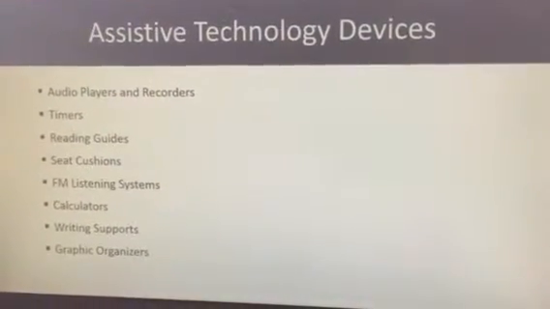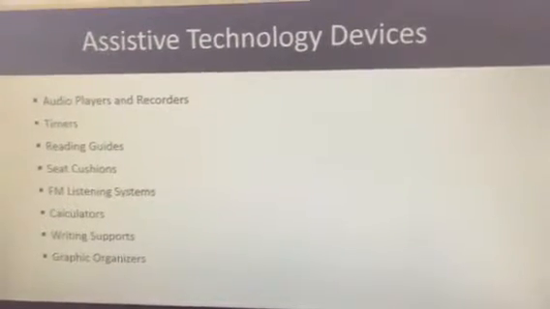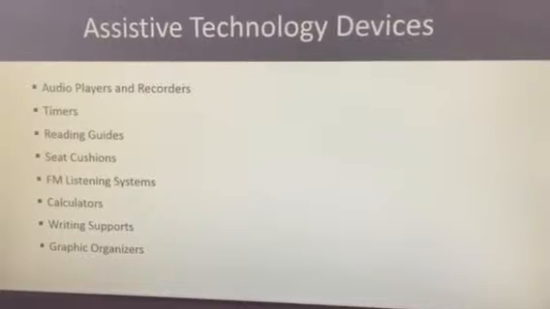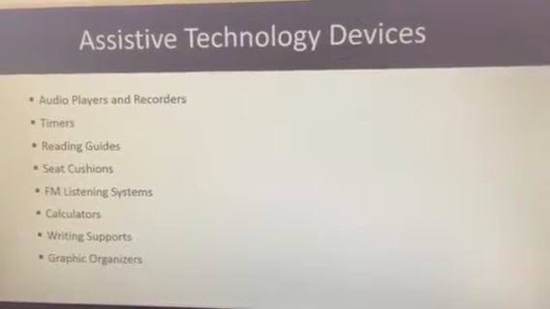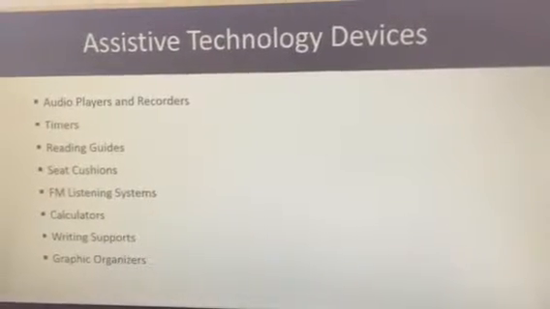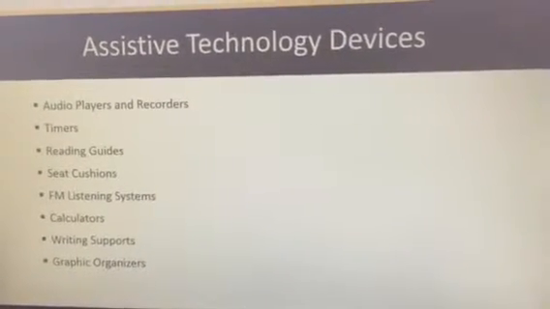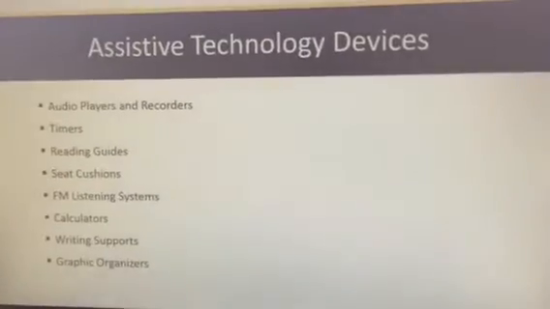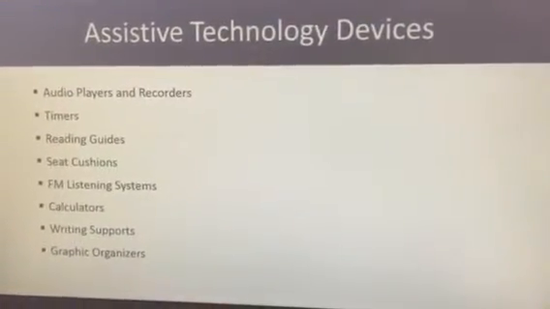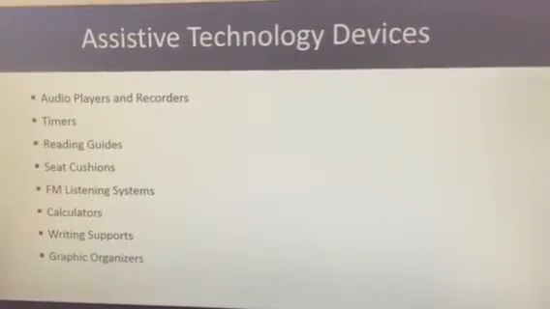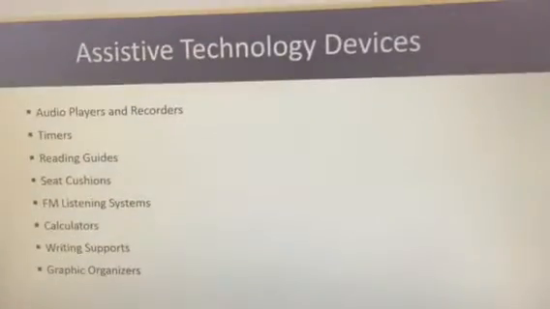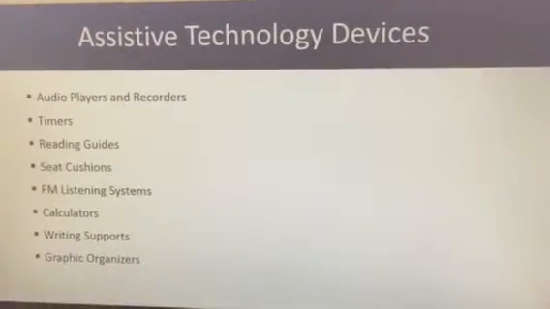FM systems are also used to help kids with hearing impairment, autism spectrum disorder, and language processing issues. Calculators. We have all used calculators. But depending on the student's math issues, it might be appropriate for them to use a basic calculator in class. There are also large display calculators and even talking calculators. A talking calculator has built-in speech output to read the numbers, symbols, and operation keys aloud. It can help your child confirm that he has pressed the correct keys.